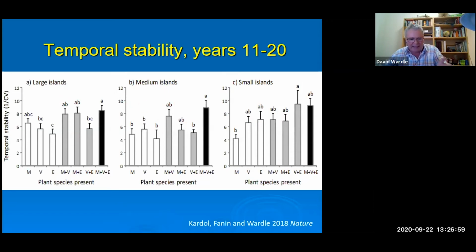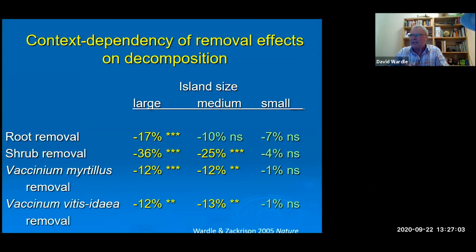We've also looked at below-ground processes that lead to carbon storage. This is one such process. This is actually plant litter decomposition, which affects soil carbon storage. This is from our year 7 data, though our year 20 data shows much the same trend. What this shows is four treatments which have particularly big effects: root removal, shrub removal, and removal of the two vacciniums.